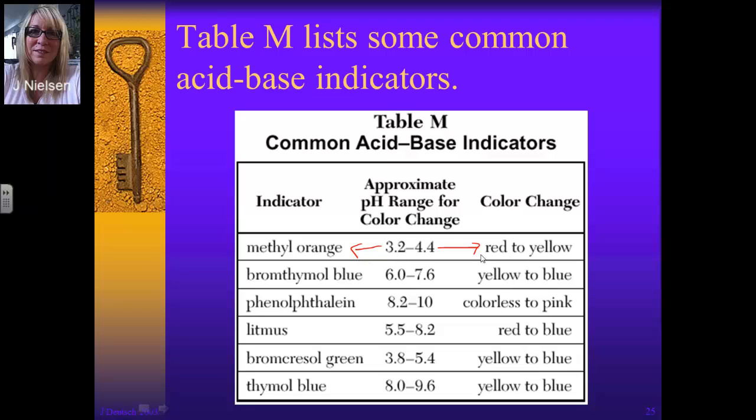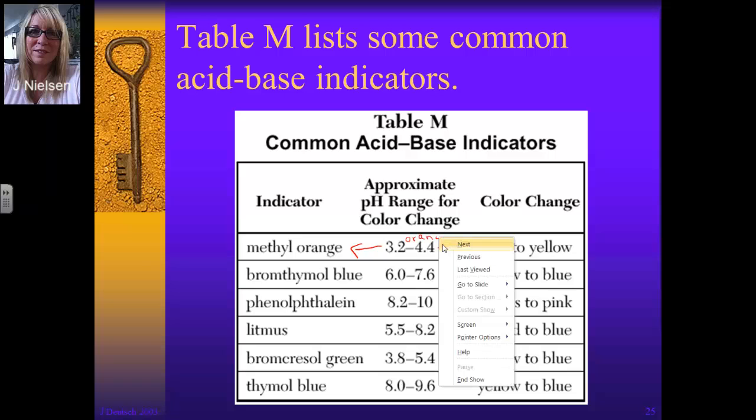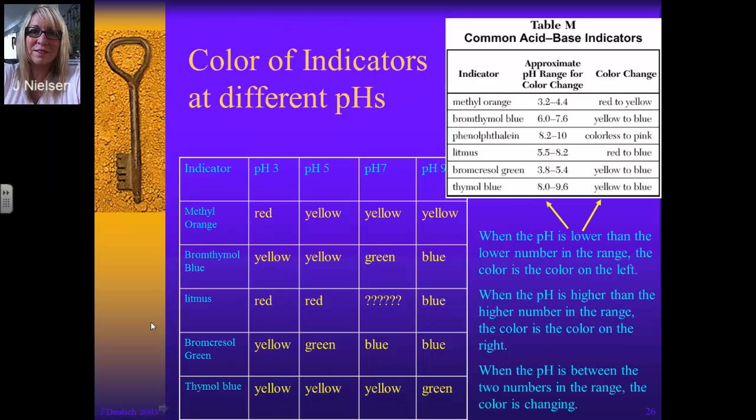So 3.2 or less, it would be red, 4.4 or greater, it would be yellow, and in the middle here, greater than 3.2 but less than 4.4 would be probably orange, because that's a blend of red and yellow. When the pH is lower than the lower number in the range, the color is the color on the left, which is what I just told you. When the pH is higher than the higher number in the range, the color is the color on the right. And when the pH is between the two numbers, the color is changing and is probably somewhere in the middle.